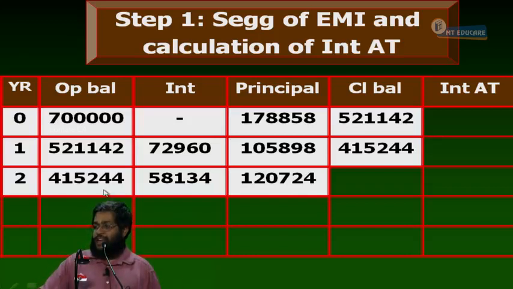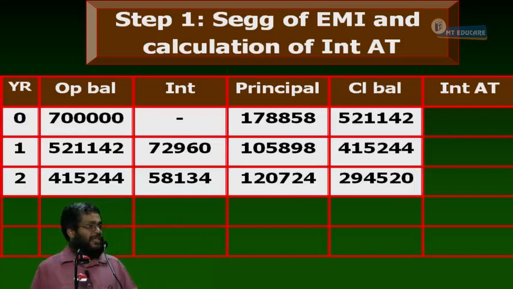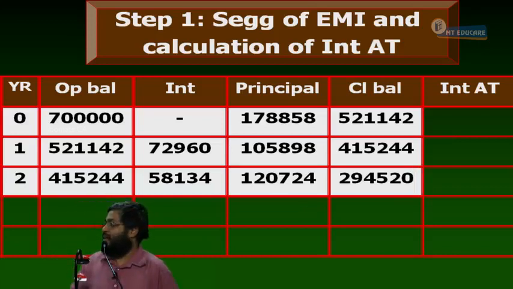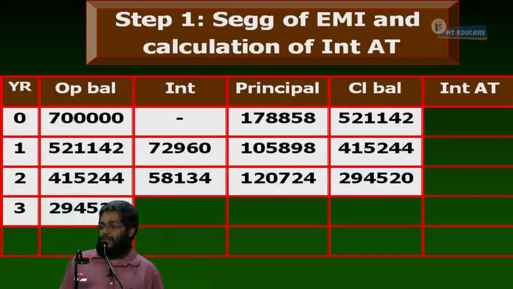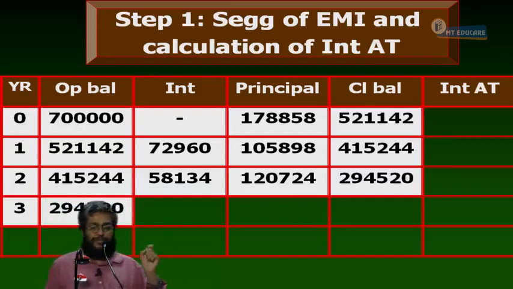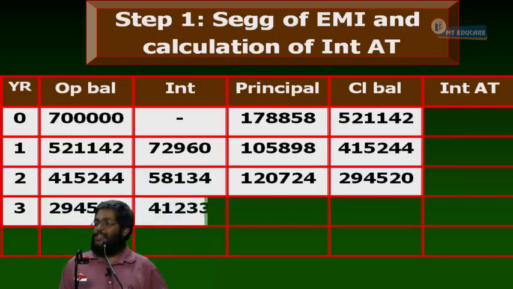Now, what is the closing principal here? Out of 415,244, paid 178,724. What is the closing principal? 294,520. Closing principal is 294,520. Now, year 3. What is the opening principal? 294,520. How much interest? 14%. 294,520 into 14%. What is the interest due?